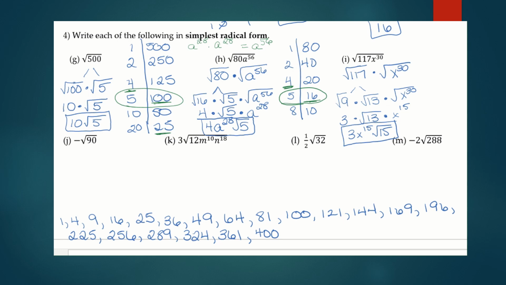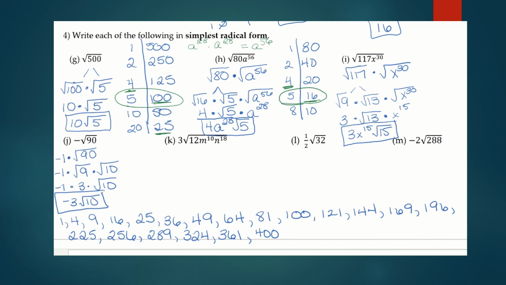Okay. Looking at J, negative square root 90. So the negative on the outside is kind of the same thing as saying negative 1 times the square root of 90. I'm going to split 90 up into the square root of 9 times the square root of 10. The square root of 9 is 3. The square root of 10 is irrational. And multiplying everything on the outside, I get negative 3 root 10.